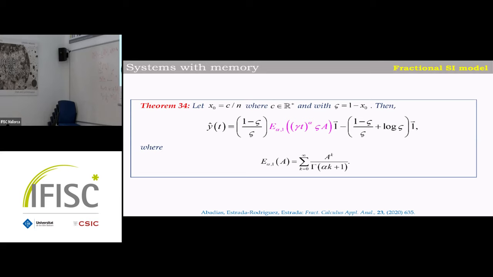But in this case, instead of the exponential, what we have is this particular function, which is called the Mittag-Leffler matrix function of the network. See that if alpha is equal to one, gamma of k plus one is the factorial of k. So then I recover the exponential. So this is a generalization of the previous model.